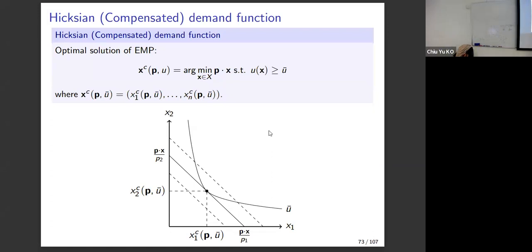And the solution, the optimum bundle that you are working on to minimize your budget to achieve utility U bar, is called the Hicksian demand, or compensated demand. This is different from the Marshallian demand. The Marshallian demand looks at the price and income: given the price and income, you tell me how much you consume. Hicksian is you give me the price and utility, and what bundle you're buying, not holding the budget the same. The budget can vary. That is the main thing.